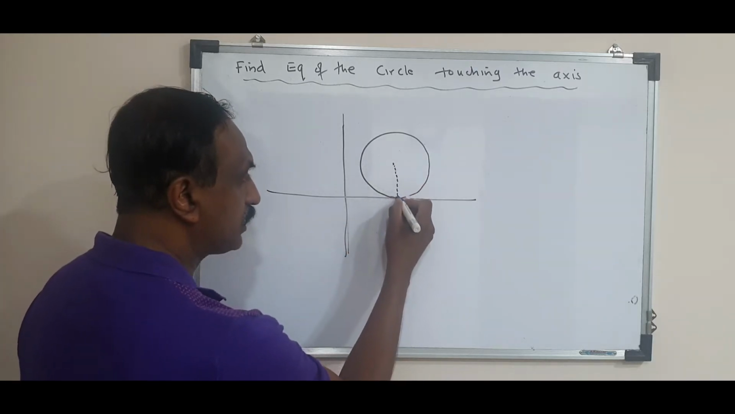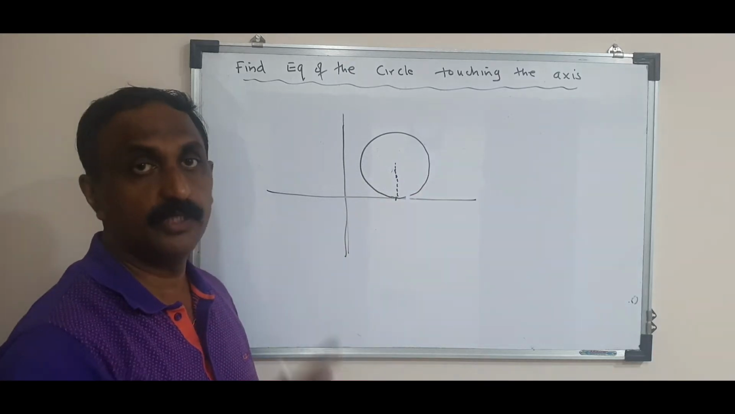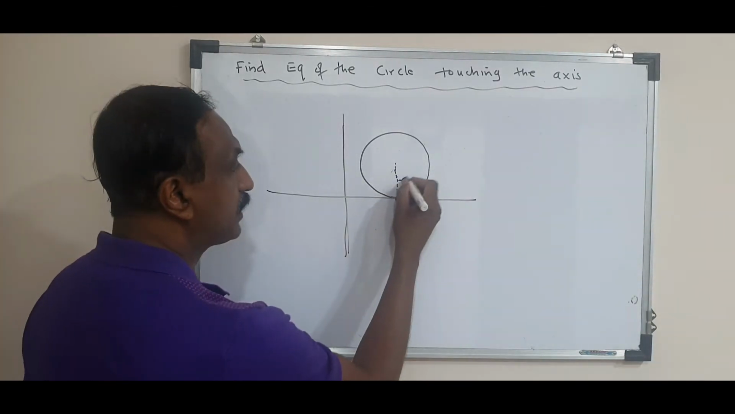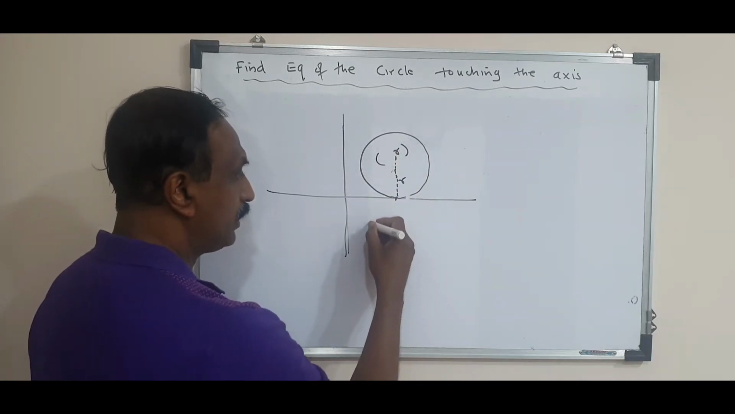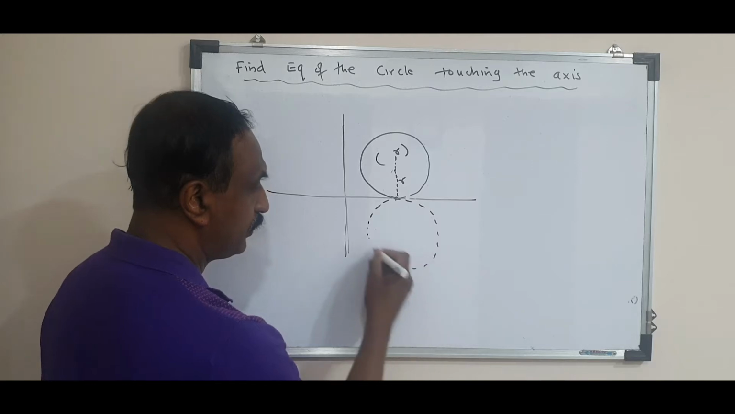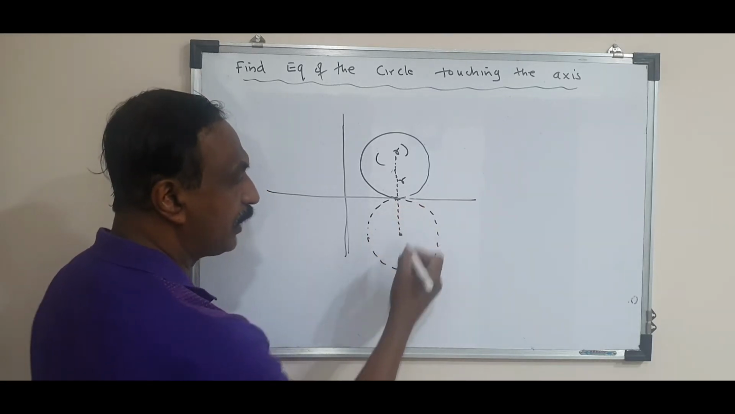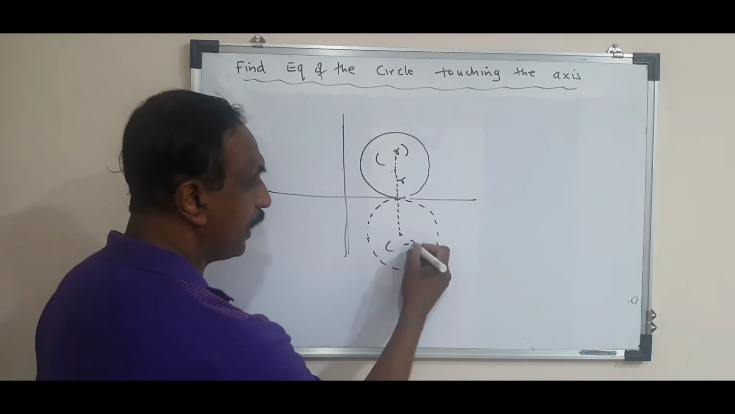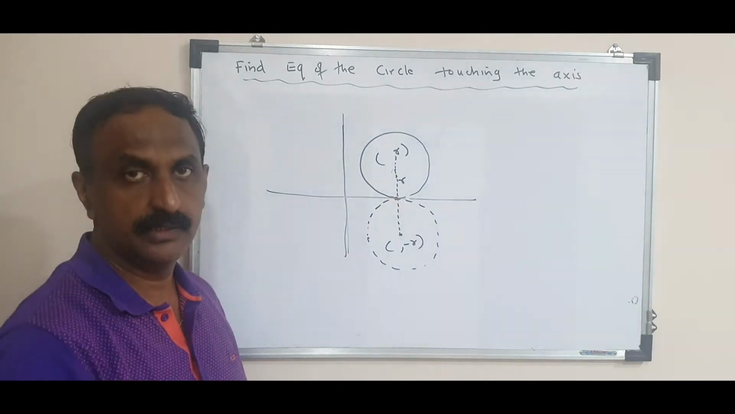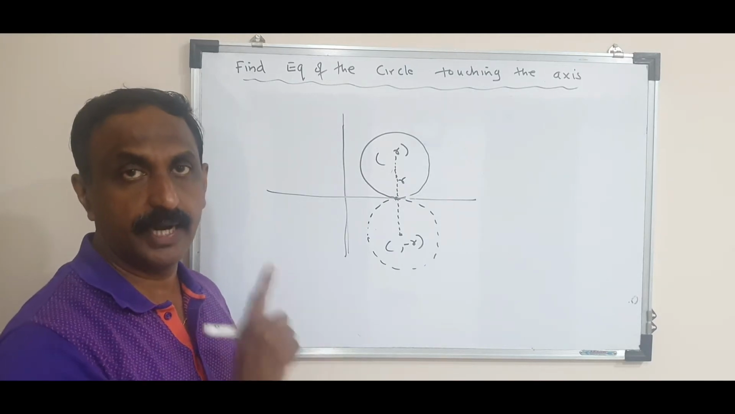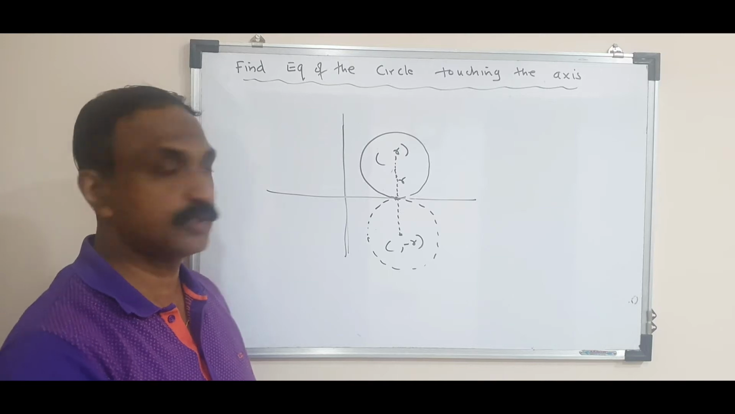You can look at this. This will be the radius of the circle, as well as the y-coordinate of the center, which means the y-coordinate will be r. But remember, the circle can be like this also. This is also touching the x-axis. In that case, the y-coordinate became negative, so it will be minus r. So my conclusion: if a circle touches the x-axis, the y-coordinate of the center will be either the radius or minus the radius. Radius is always positive. The center can be positive as well as negative.